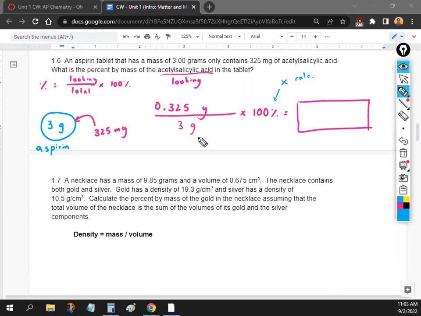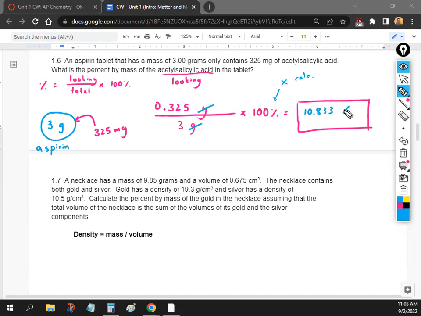Because if you notice, remember if you have something on the top and bottom of a fraction, what do you do with those? What happens? Yeah, you simplify, they basically disappear, right? So if these disappear, then you have no unit of measurement, right? So your final number is going to come out to be 10.833. But if you notice, this has no unit of measurement, right? And that's why we add the percent.